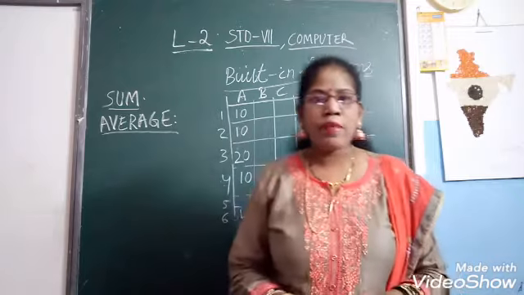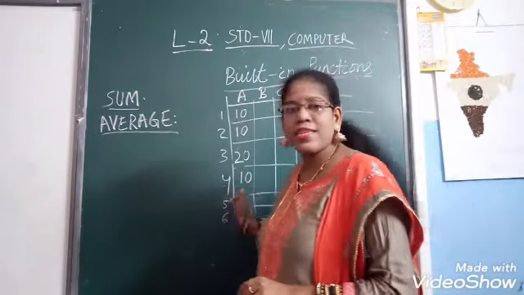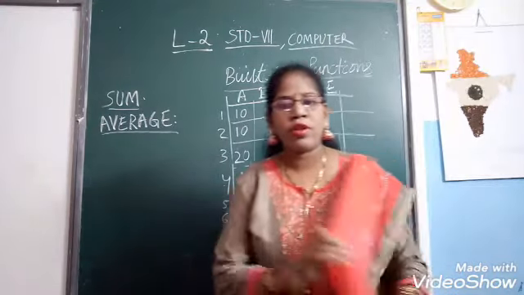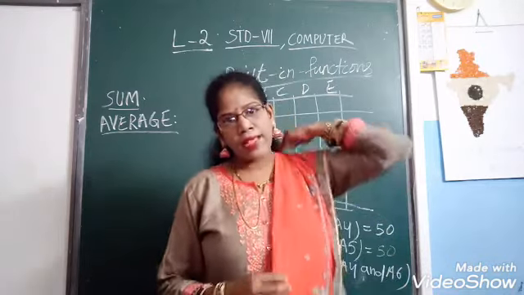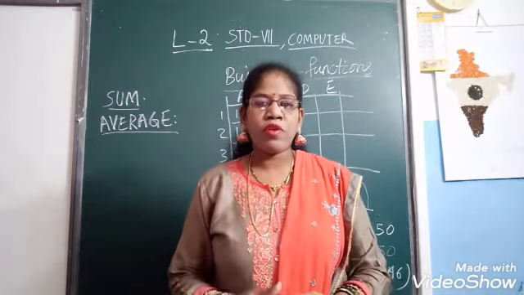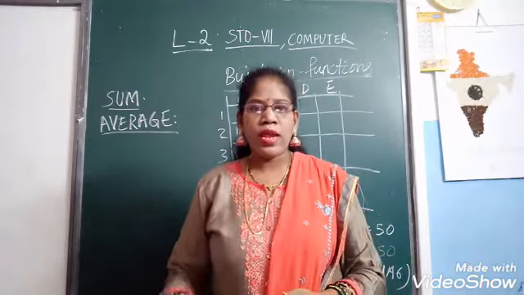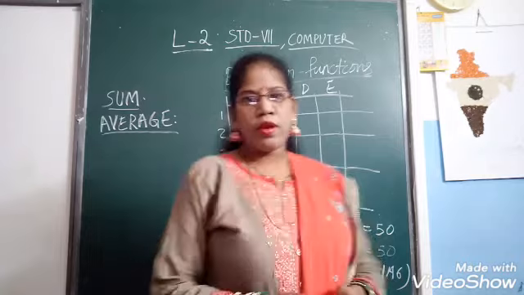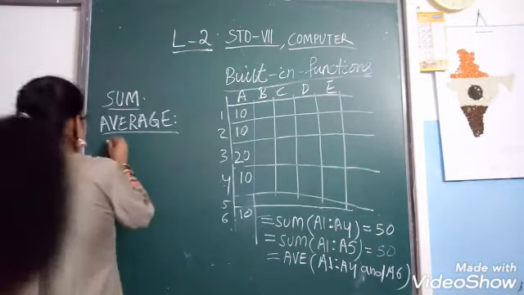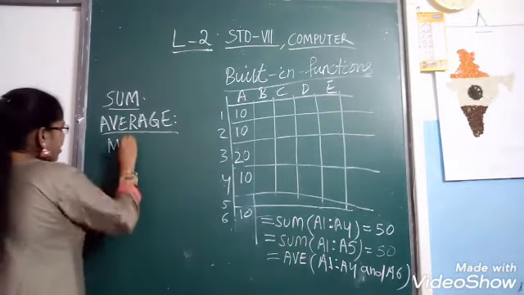In average also it is the same thing. If any blank cell is there, it will give the result as 0. And if text is written, it will not do any calculation of text value. Now come to the next. Suppose one more built-in function is maximum.